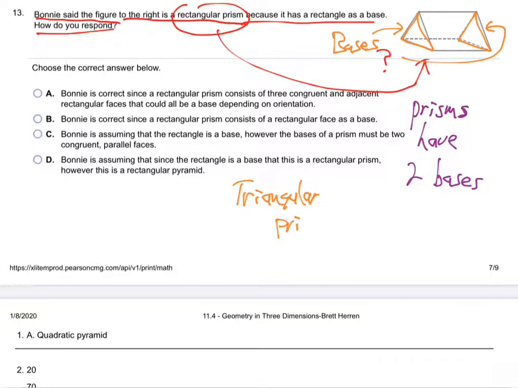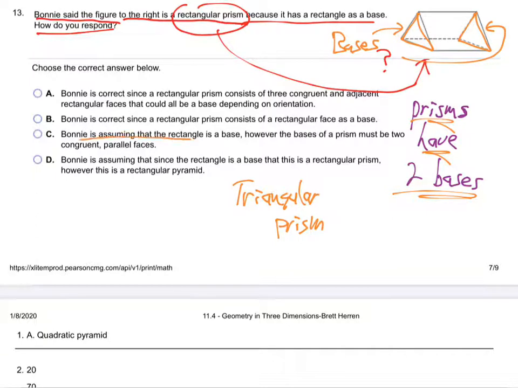What Bonnie's forgetting is that prisms have two bases that match. And so it doesn't matter what's currently sitting on the ground. You can turn the prism upside down and turn it all around. It's still a triangular prism because what there's two of is there's two triangles. You got to look at what there's two of. There's two triangles. There's three rectangles, right? Three rectangles around the sides. Those are not the bases. It's always what there's two of. There's two triangles.